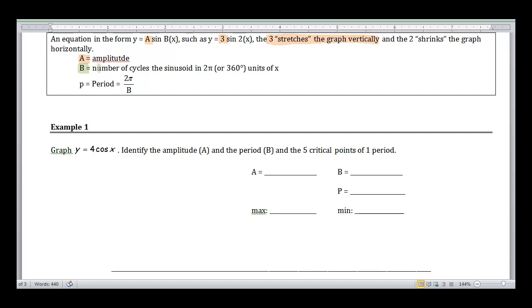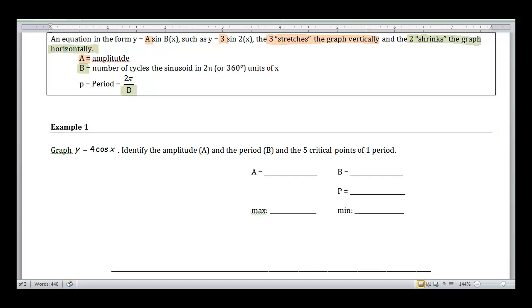B again is going to tell us the number of cycles in a normal 2 pi length. So that's why if we take 2 pi and divide by B, we get our period. That's also, since we're dividing, why it shrinks the graph horizontally. Horizontal because, again, the period was the length along the horizontal x-axis.